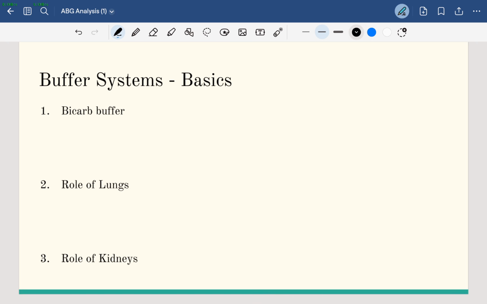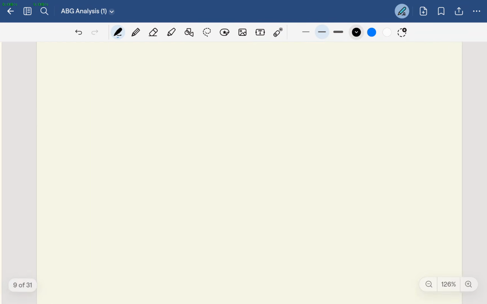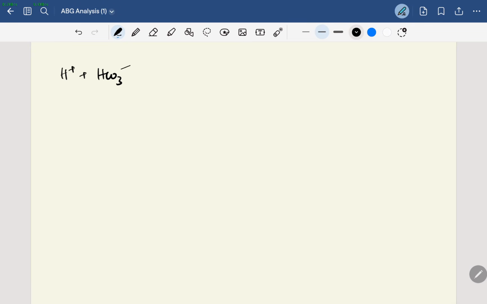Now, before we solve these questions, we need to have a basic understanding of the buffer systems of the body. There are basically 3 systems in the body that regulate the acid-base balance. And the most important one here will be the bicarb buffer, which acts immediately. So to understand bicarb buffer, you need to understand the equations which take place in the buffer system. So H plus combines with bicarb in a reversible reaction to yield H2CO3, which is nothing but carbonic acid. Carbonic acid is further degraded to H2O and CO2. This is by the enzyme carbonic anhydrase.